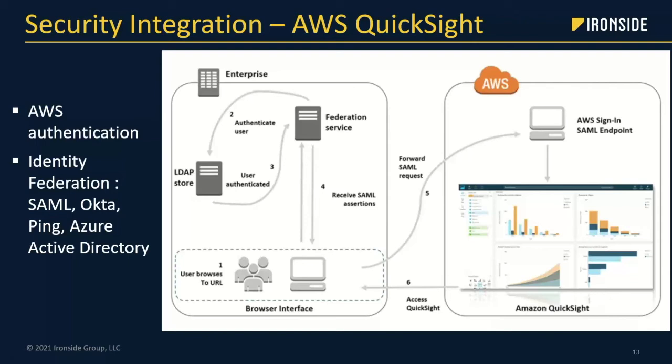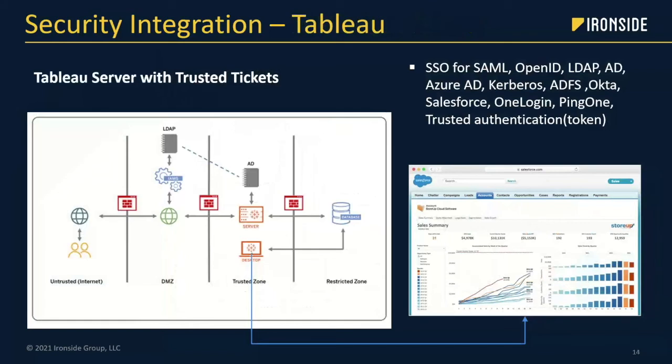Okay, next one is Tableau. This is the typical Tableau trusted tickets, where Tableau and your application have a trust relationship, right? The ticket will be generated behind the scenes for you based on your configuration. Once that is established, the user can directly navigate to any Tableau report. So this is a pretty unique feature as well. I think Qlik probably has a similar feature as well. You could have a trusted single sign-on setup. So similar concept.